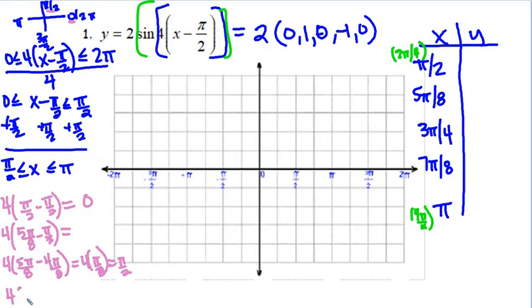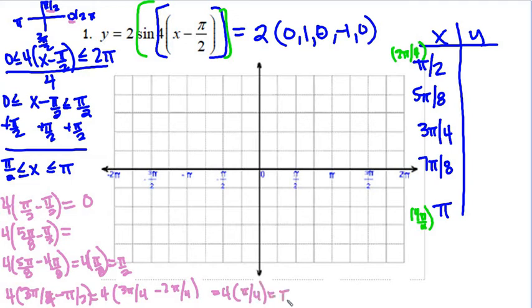So then I do 4 times 7 pi over 8 minus, 3 pi over 4, minus pi over 2. So that's 4 times 3 pi over 4 minus 2 pi over 4, which gives me 4 times pi over 4, which is just pi. And again, in order, here we go. So that means the next one I should get should be 3 pi over 2.